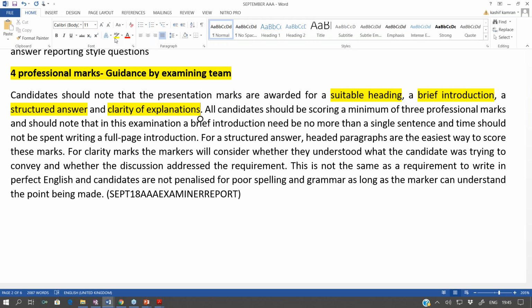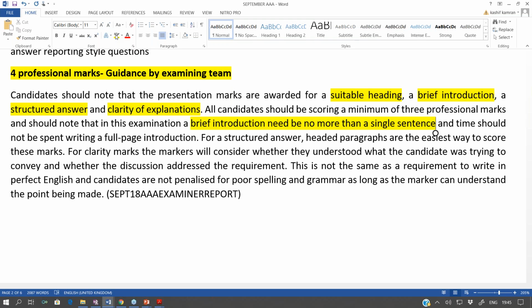All candidates should be scoring a minimum of 3 professional marks and should note that in this examination, a brief introduction need be no more than a single sentence. See what the definition is here? You're reading the words of your examiner. You need to rely upon them. You need to trust them. These are something like a guarantee here, right? A brief introduction need be no more than a single sentence.